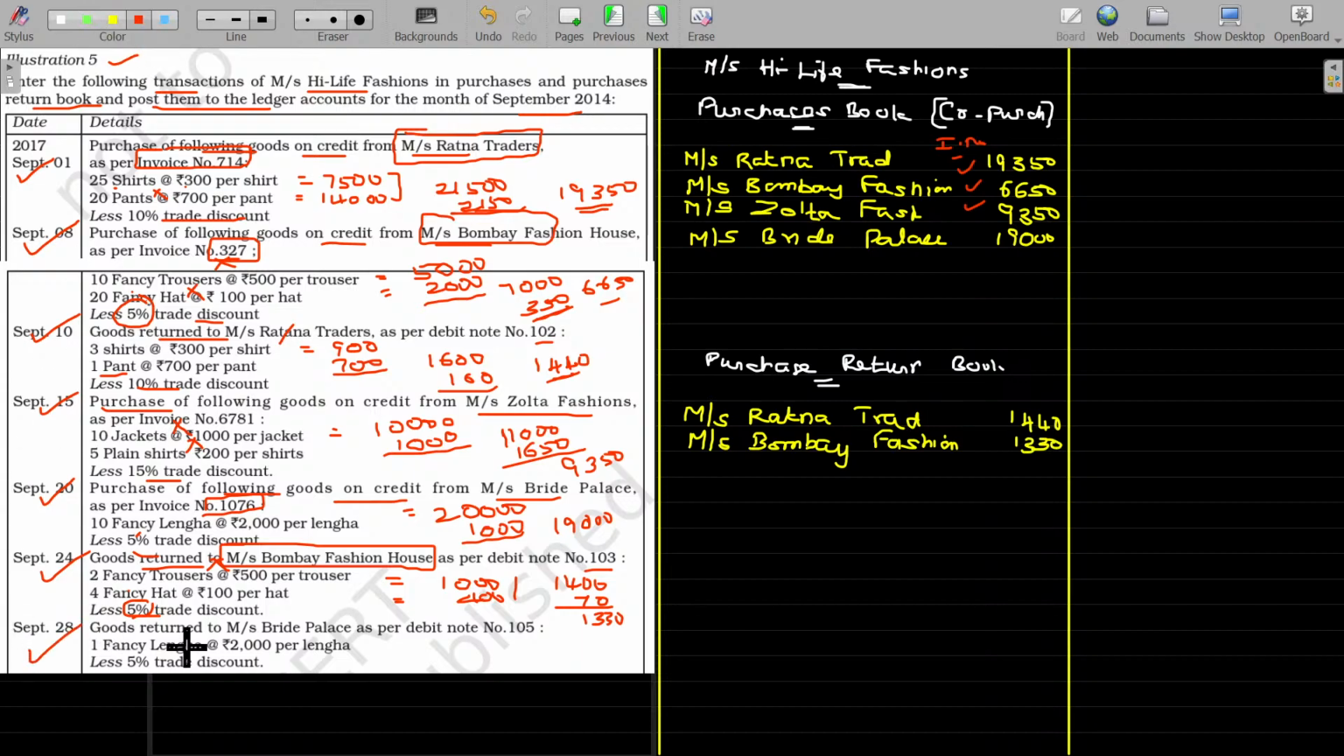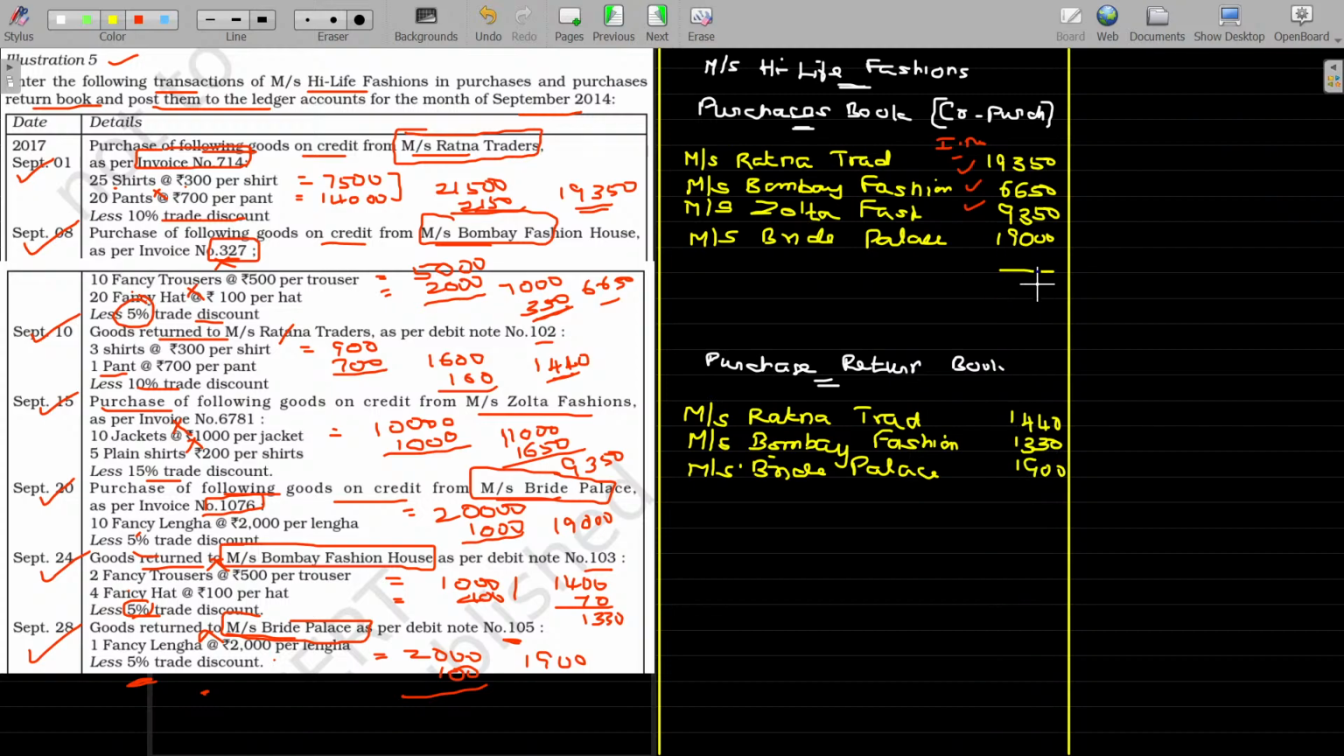On 28, goods returned to Mrs. Bright Palace as per the debit note number 105. 1 fancy lenga at rupees 2000, so 2000 rupees. Probably it might have been purchased from Bright Palace on 20th September. Out of that purchase, 1 is returned, where the trade discount is also adjusted, so only 1900 will be the value. Right. So I'll put the value here. Mrs. Bright Palace. Now 1900.